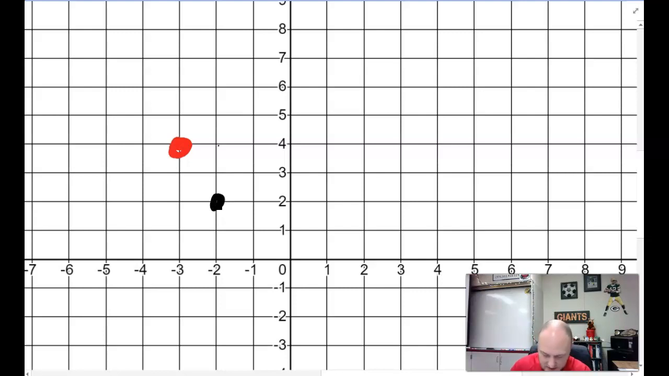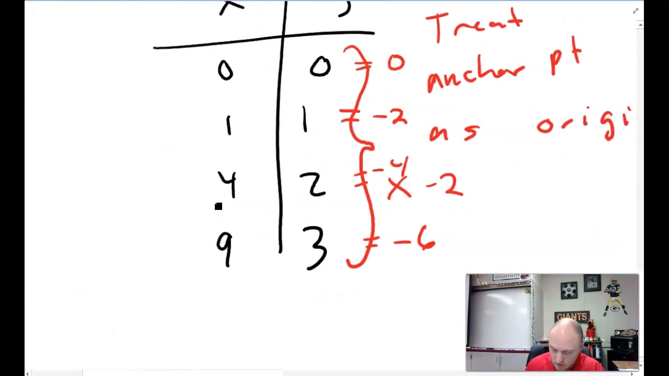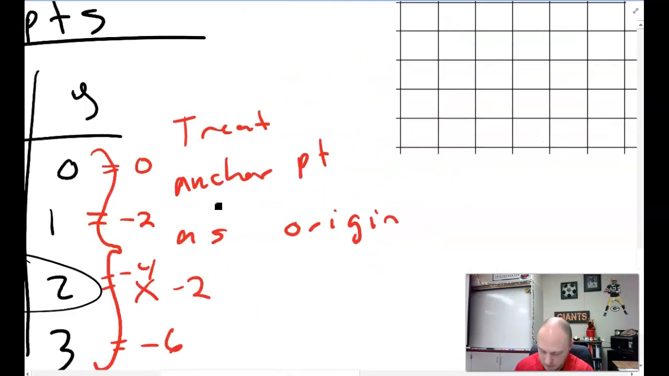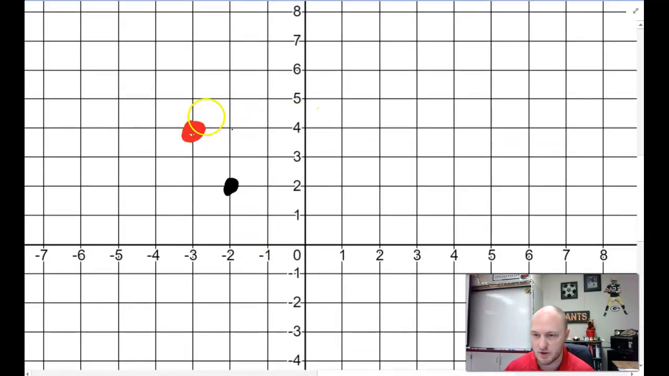All right, next, I would normally go right 4. So looking at my table, normally we would go right 4, up 2. From my anchor point, treat your anchor point as your pseudo-origin. So I'm going to go 1, 2, 3, 4. And normally up 2. But instead of up 2, I have to go down because of the negative. And then that distance of 2, I'm going to multiply by 2, my vertical stretch value. So I'm going to go down 4. So we're going to be here at this point.